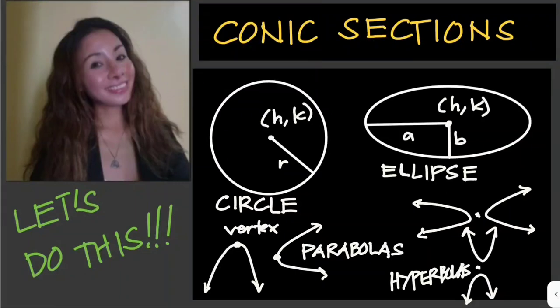Now let's discuss conic sections. A conic section is a curve formed by the intersection of a plane and a double cone. So under conic sections, we have the circles, the ellipses, the parabolas, and hyperbolas. Now let's discuss circles first.